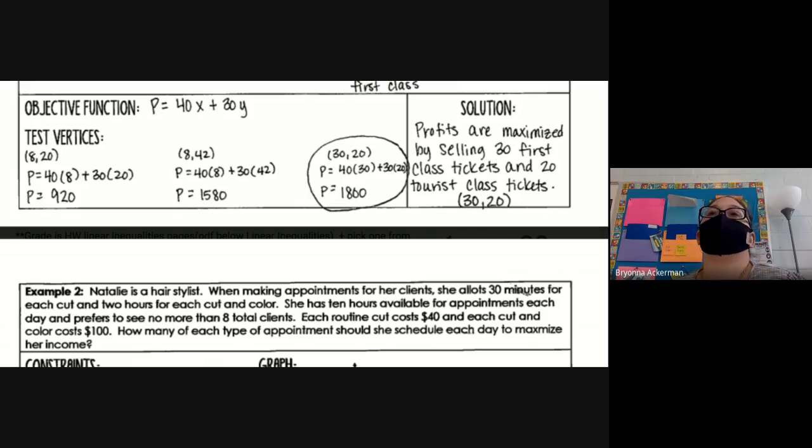How many of those could she do if she only did those? So she has 10 hours of work and a cut and color takes 2 hours. So how many customers could she have if she only did cut and color? 5. Good, 5. So you're already seeing the restrictions. She can only have 5 customers that way. But she would make 100 times 5. She'd make how much money? 500, right? So the question is, is that the most she can make? Is that the best option? Well, let's see.